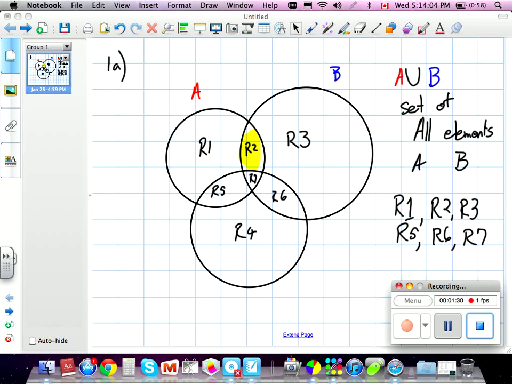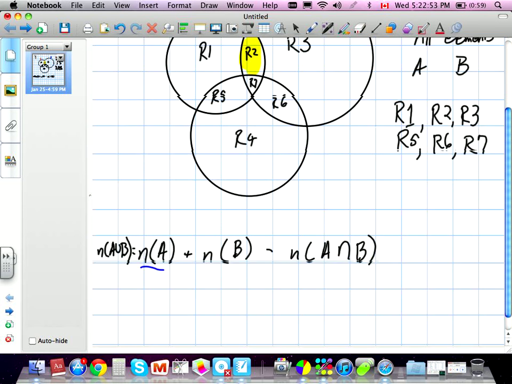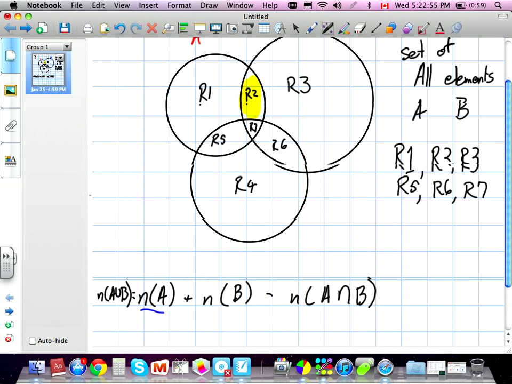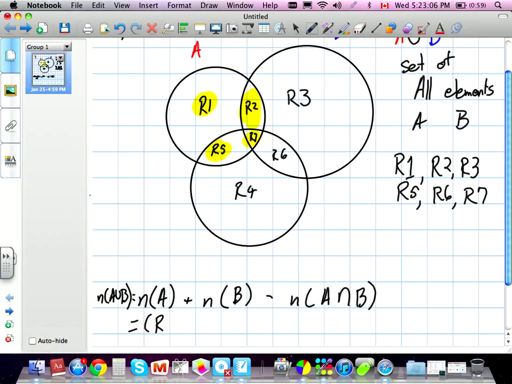So the formula they've given you, let's make sure we write it out. The union of A and B is equal to all elements of A. All the elements of A, we'll do in yellow here, are R1, R2, R5, and R7. So what we're going to do is put them in a formula: R1, R2, R5, and R7.